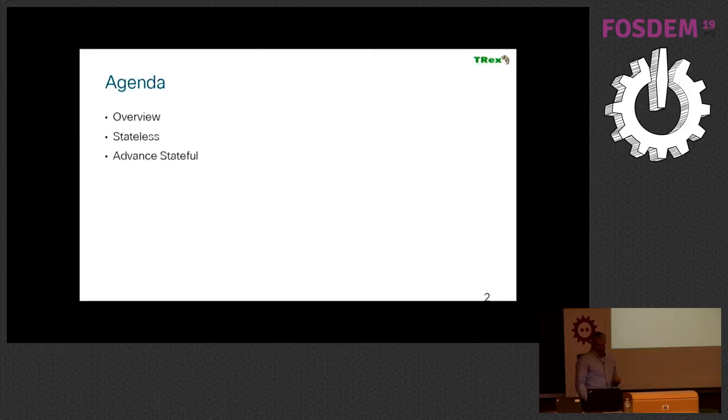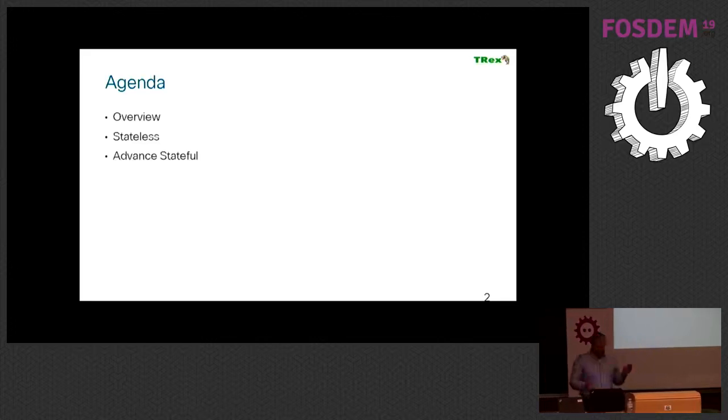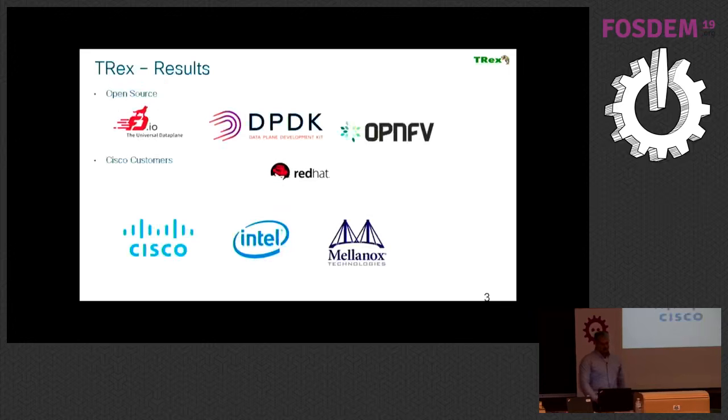Okay? So I'm going to talk about traffic generation, how we are doing it in Cisco to test our routers, and it's all based on software. Today there is a DPDK library, and I will talk about that. Because I have very short time, I will talk about stateless and advanced stateful mode of the traffic generator. Let me start with the result.